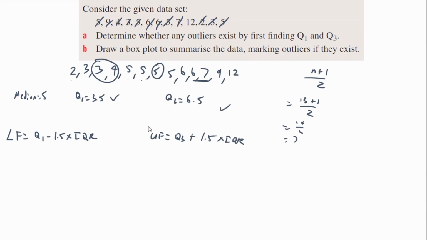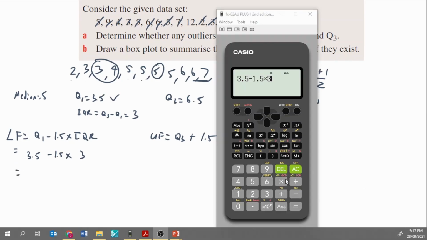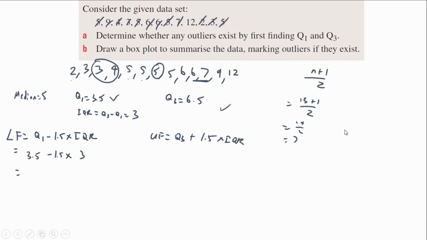Alright, so let's substitute those values in. 3.5 goes in there, minus 1.5 times IQR. IQR is just Q3 minus Q1. I'll just write that in. And that gives me a value of 3, because 6.5 minus 3.5 gives you 3. So it'll be 3.5 minus 1.5 times 3. Once you've done that, just put that straight into your calculator and press enter, and it gives you a value of -1. So my lower fence is -1.